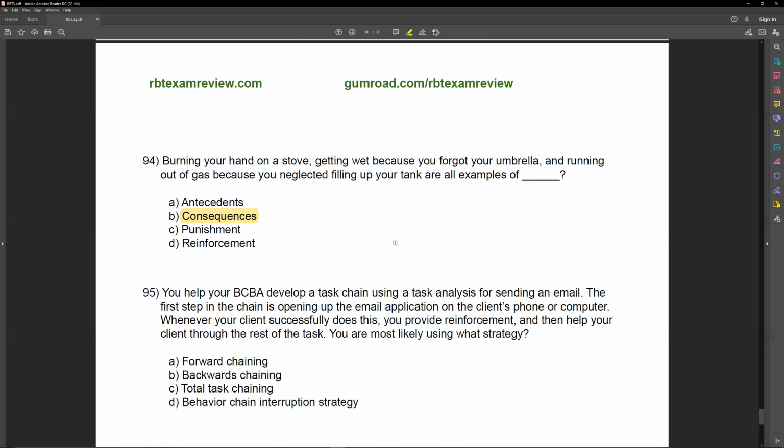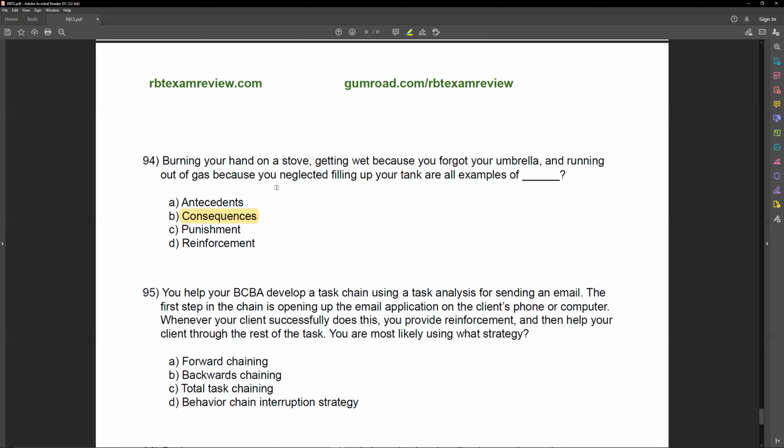But we only establish something as a punishment or a reinforcement if it's changing the behavior. Without knowing what happened in the future after they burned their hand, got wet, or ran out of gas, we can't definitively say something was a punisher or something was a reinforcer, okay? So the answer here is all these are examples of consequences, okay?